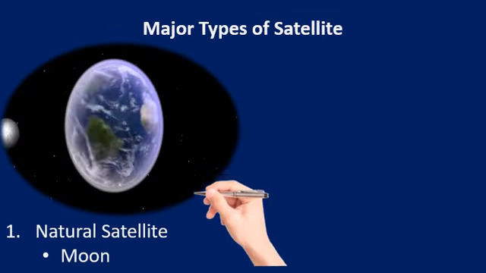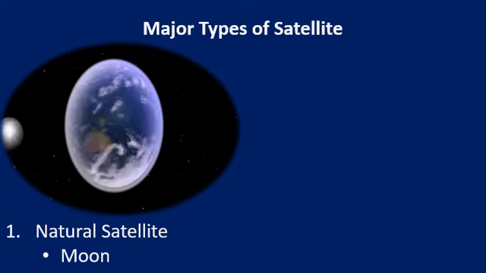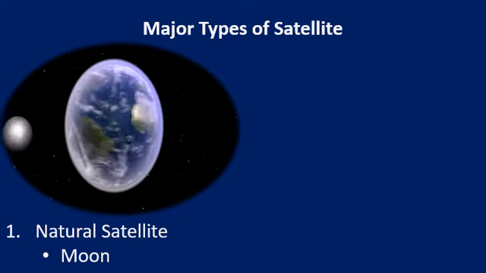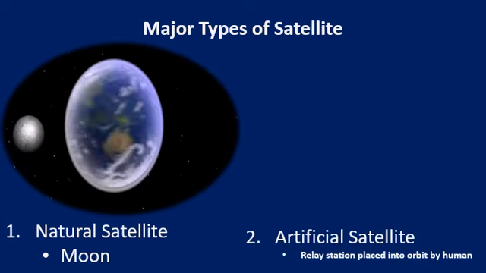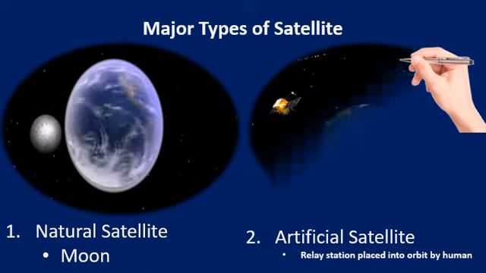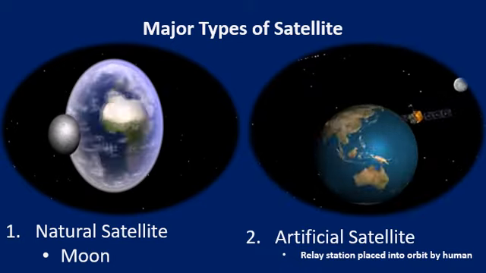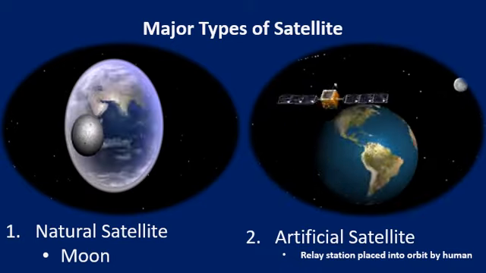There are two major types of satellites. Number one is natural satellite. Moon is an example of a natural satellite. And the second one is artificial satellite. Artificial satellites are the relay stations placed into orbit by human.